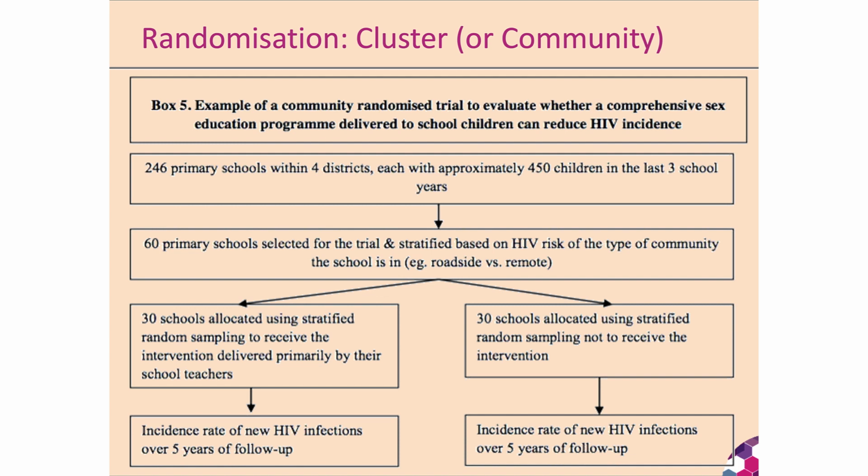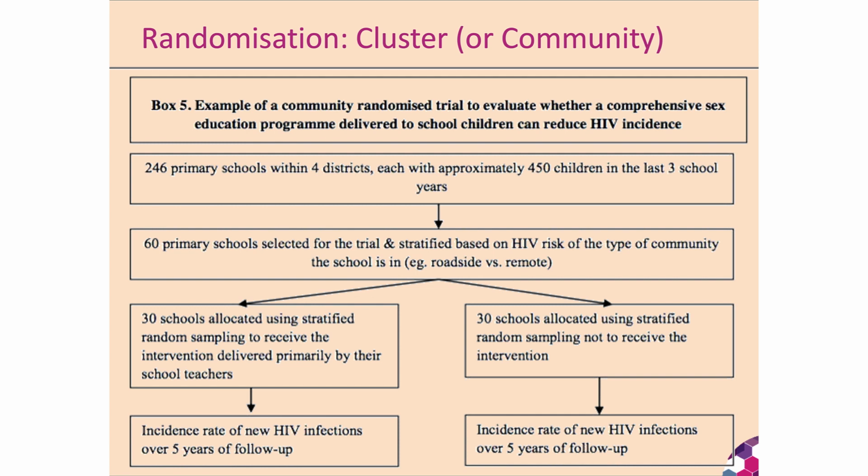So the researchers have identified whether the risk in that community school is high or low. So roadside would be high and remote would be low, because roadsides are where there's lots of people, there's lots of mixing, and so there's a potential for a greater amount of sexual activity, whereas in a remote region, in a small village, in a rural area, the potential for increased sexual activity among a large number of partners is reduced. So those 60 primary schools are then randomly allocated to the intervention group and the control group.